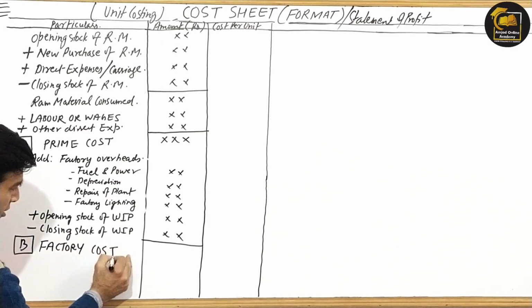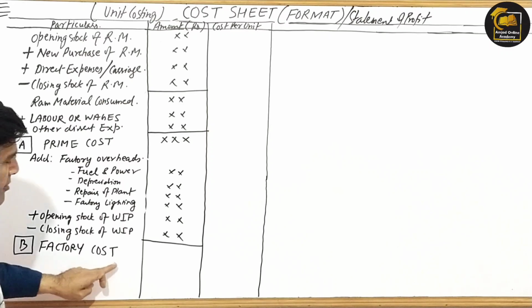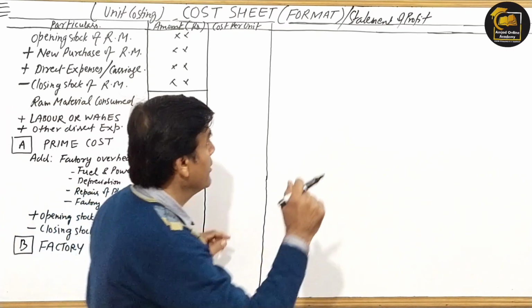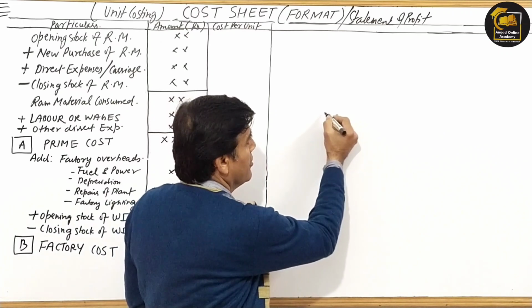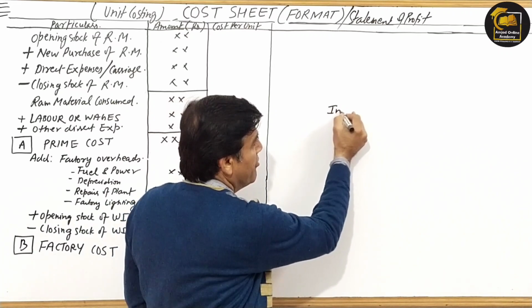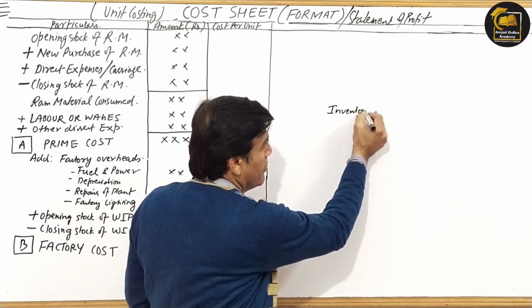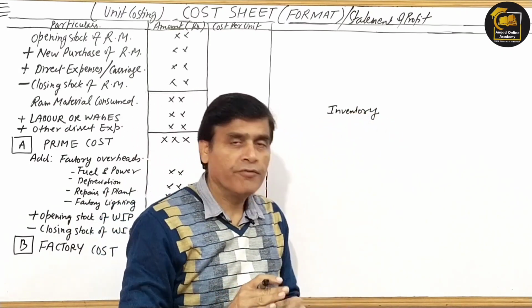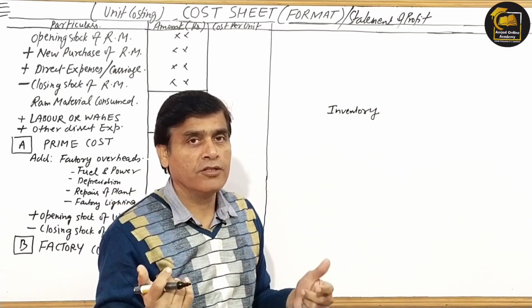You have reached the second primary head, which is the factory cost. Now let me tell you about the WIP. WIP actually is the work in progress. Look, inventory, you might have heard about inventory. Actually, inventory is the macroscopic word which is used in a broader sense generally.